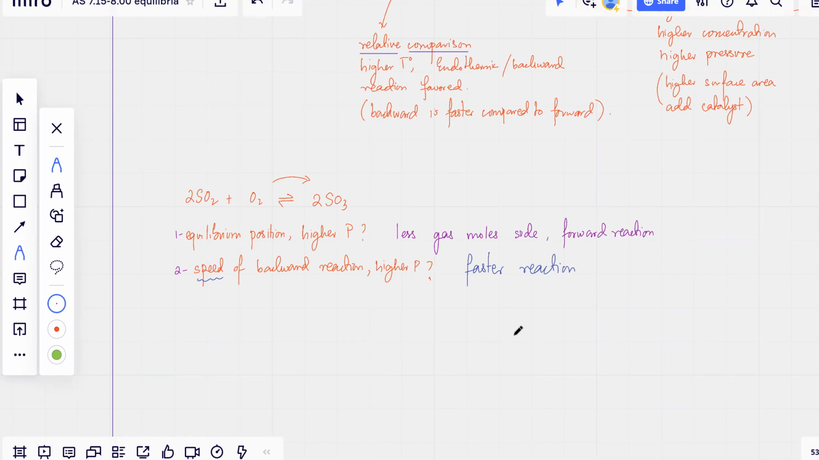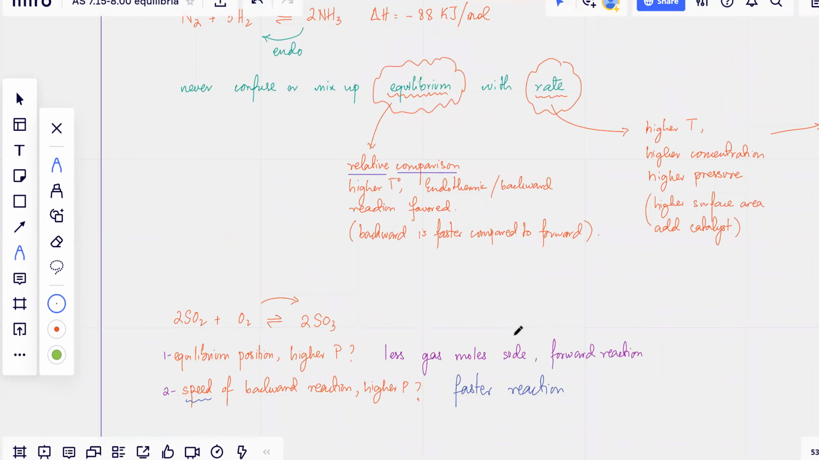Okay, so I'm just insisting on this again. Just don't mix equilibrium with rate. Be very careful. Is the question talking about rate or is it talking about equilibrium? So always keep this in mind. You have to read the question very carefully.